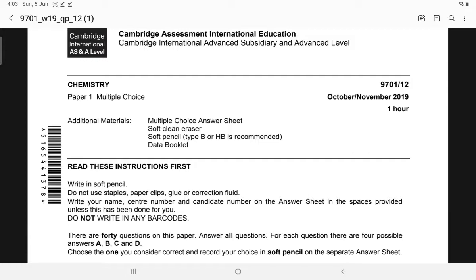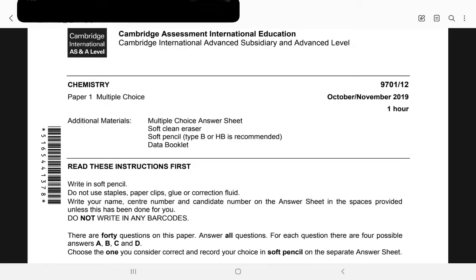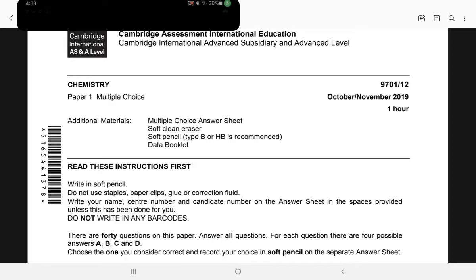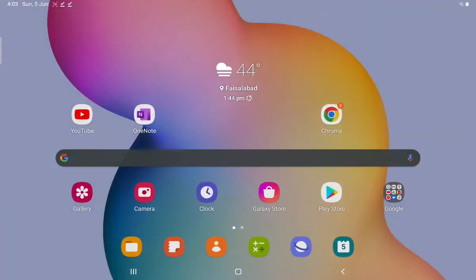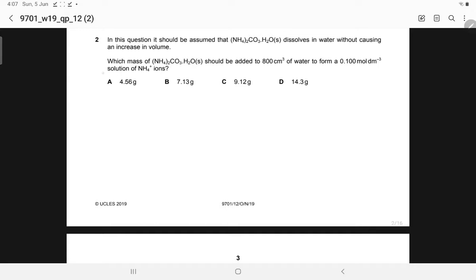I will be solving common errors found by the candidates in Paper 1 multiple choice questions, 9701 from October-November 2019, paper 12. So the most common mistakes are in question number 2.